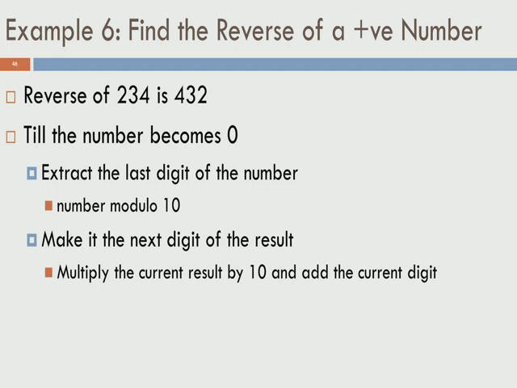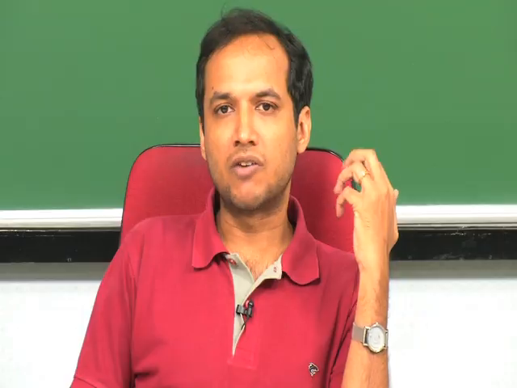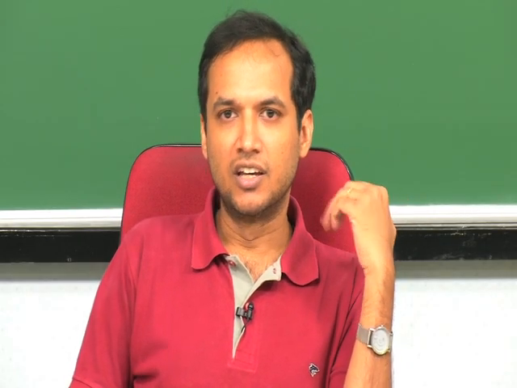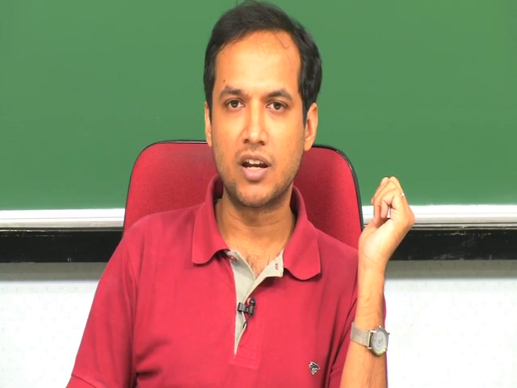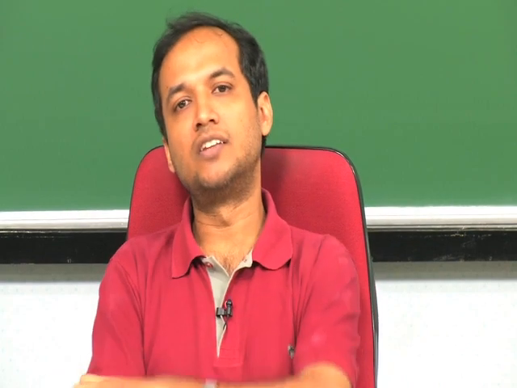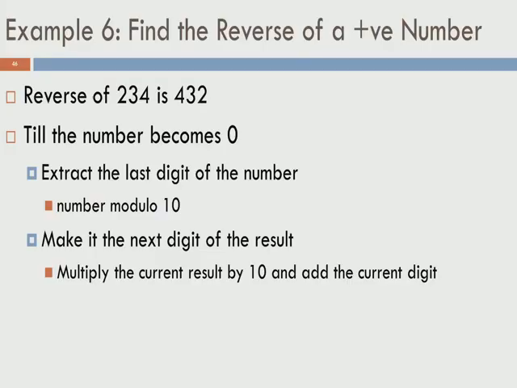I need 3 iterations to find the reverse, but I could give a number like 19574, which is a 5 digit number, and you need 5 iterations. In general, if I give you an n digit number, you need n iterations. Upfront you do not know the number of digits that the user is going to give. So, the algorithm that we are going to follow is as follows.